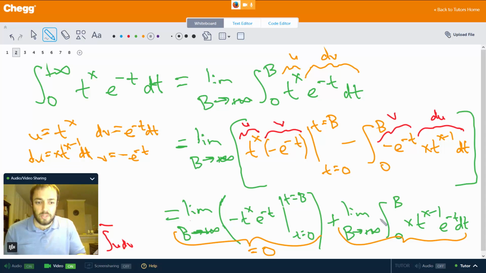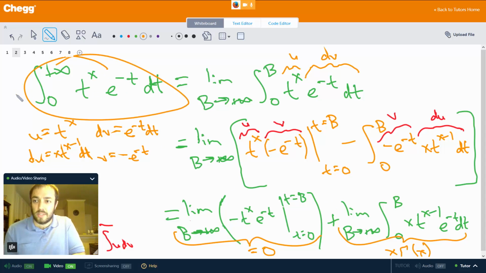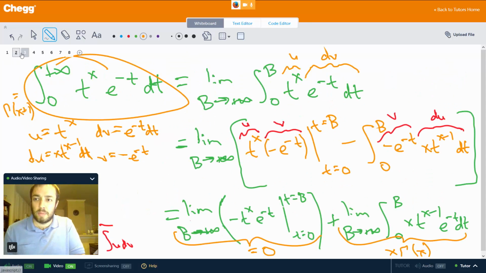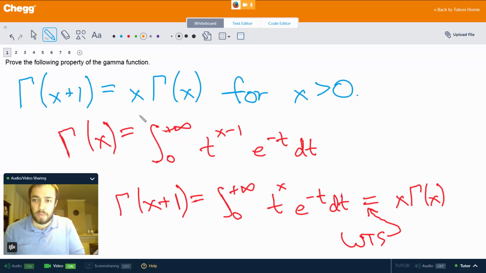So if we go back to page 2 here, we see that this is equal to x times gamma of x. And remember, we started with this, and this is gamma of x plus 1. So we've just shown that gamma of x plus 1 equals 0 plus x gamma of x, which gives us exactly what we wanted. Okay, we've just shown that gamma of x plus 1 equals x times gamma of x, using mainly integration by parts and being careful with the limits on the integrals here. So this has been an explanation of this property of the gamma function.